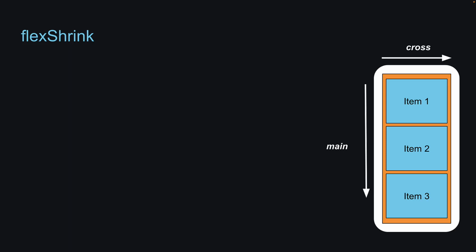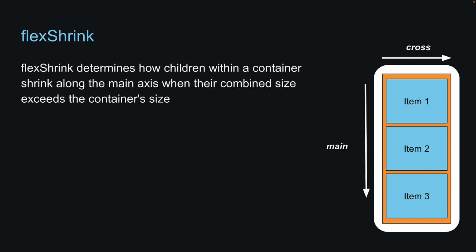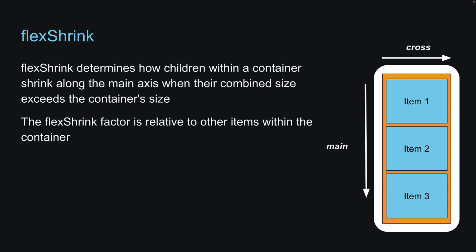In this video, we will explore the flex shrink property in React Native, which determines how children within a container shrink along the main axis when their combined size exceeds the container size. The flex shrink factor is relative to other items within the container. Let's understand with the UI.